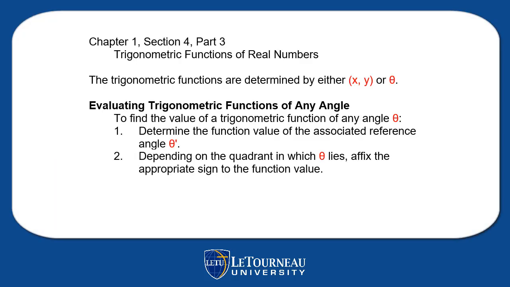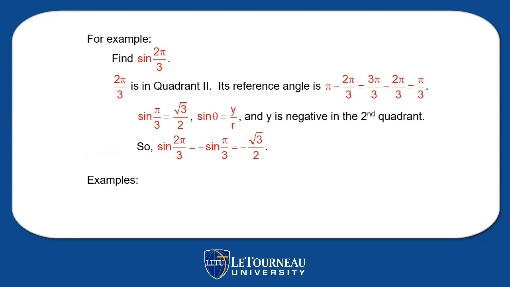Let's look at the trig functions of real numbers. The trig functions are determined by either the ordered pair x, y or theta. Now, remember, we've already finished with x, y. So now, what do we do if we know the angle theta? Well, first of all, we determine the function value of the associated reference angle, theta prime, and then depending on the quadrant, we affix the appropriate sign to the function.